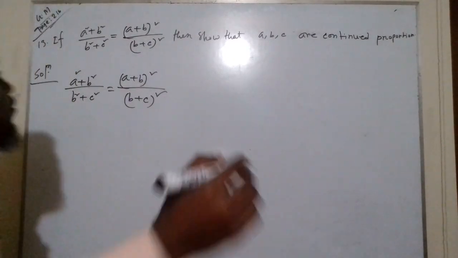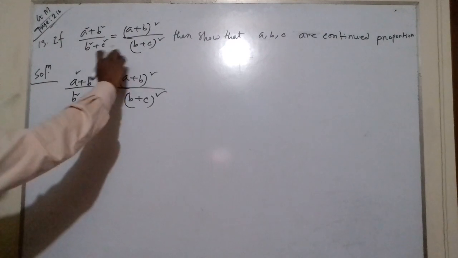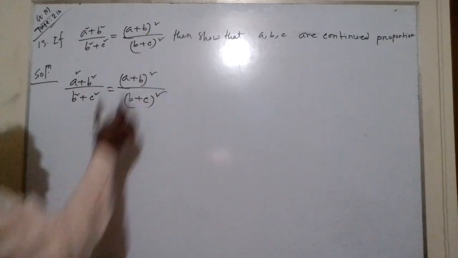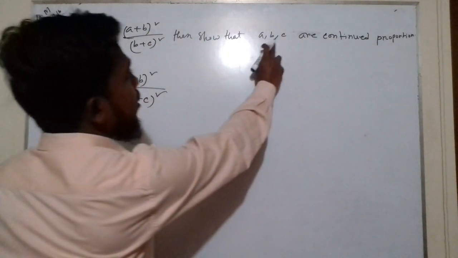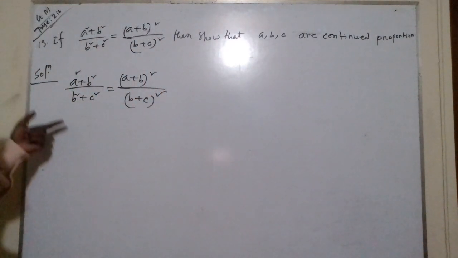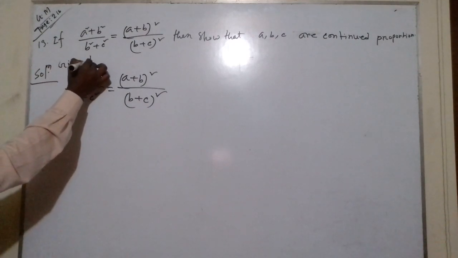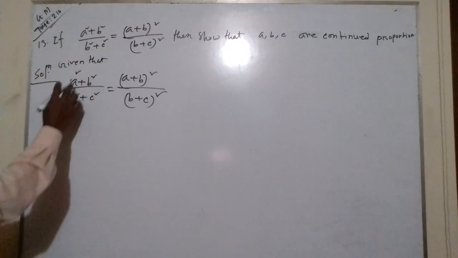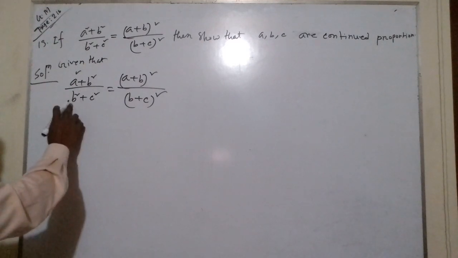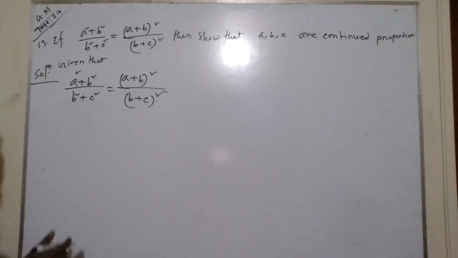Here the problem number 13. If a square plus b square divided by b square plus c square equals a plus b whole square divided by b plus c whole square, then show that a, b, c are in continued proportion. Now, given that a square plus b square divided by b square plus c square equals a plus b whole square divided by b plus c whole square.